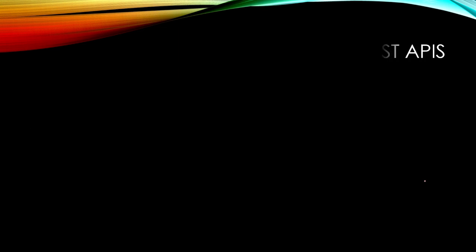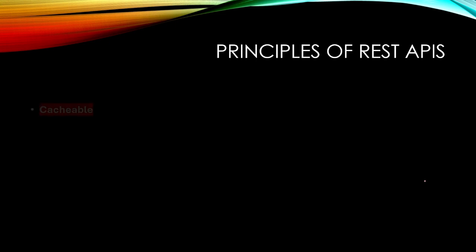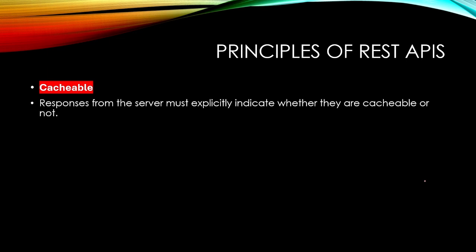Next comes another REST API principle, which is cacheable, sorry. So what is cacheable? Responses can be cached to improve the speed. So what is caching? Caching is storing the data on cacheable servers.